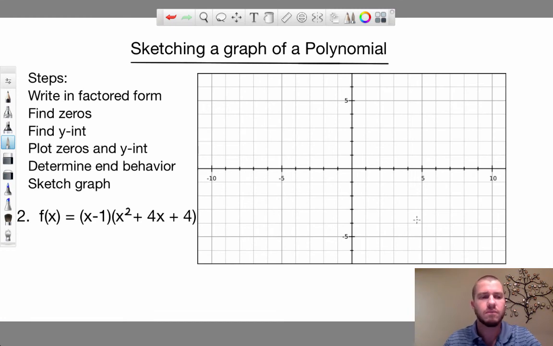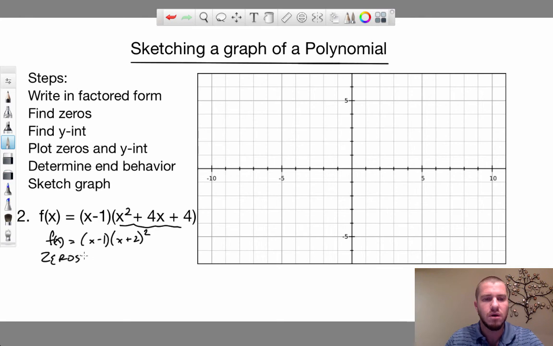Okay, one more. So I have this polynomial here. And what I'm going to do is I first need to factor this quadratic part and write that in factored form. Well, this is one of the easier ones. What multiplies to four and adds to four, it ends up being x plus 2 times x plus 2, which is x plus 2 squared. So my zeros are x equals +1, and then this is going to be -2 with a multiplicity of 2.